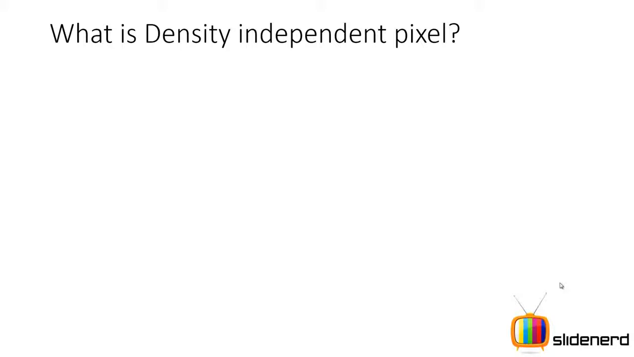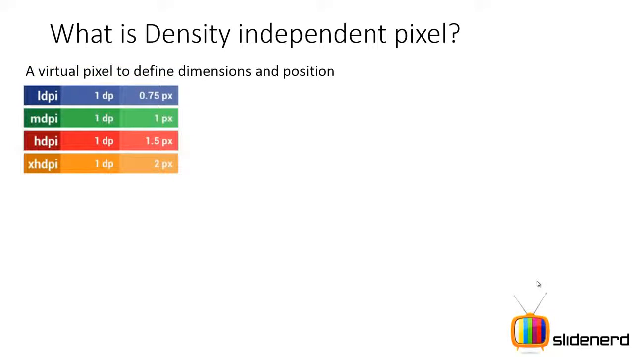Remember, it is called a virtual pixel, where you can define your dimensions, right? So here what you want to do is say 100 dp, and you don't want to worry about how big it looks on different devices. You want Android to take care of how properly it should look across all the devices, right? So the system converts the dp into pixels whenever your app runs, all right?